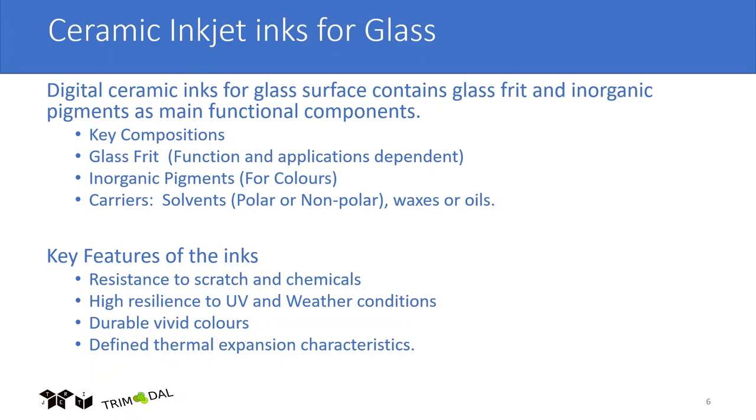So if you take a ceramic ink for tiles, you can just take the glass frit out and it's ceramic inks for tiles. And if you think about ceramic inks for tile where you're printing the glaze and all that, then put the glass frit in and take the pigment out. It's pretty much in that category, except the thermal expansion and melting points are different.